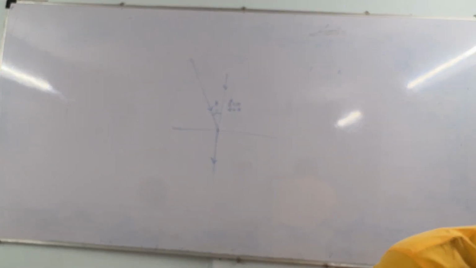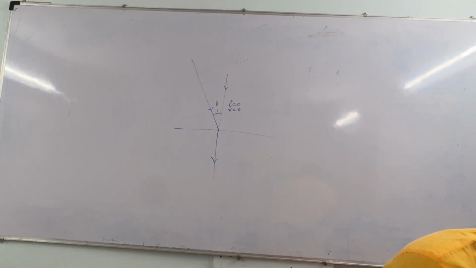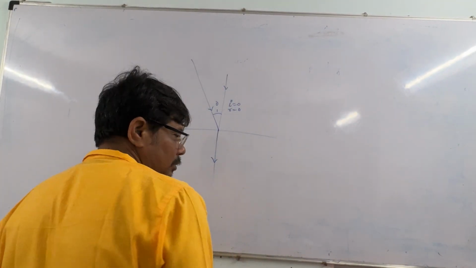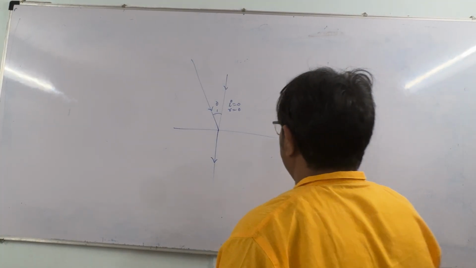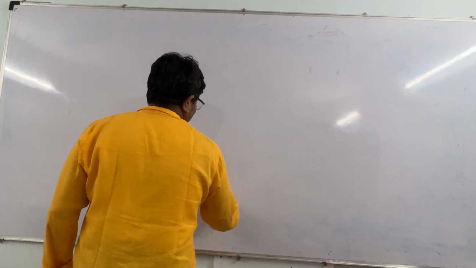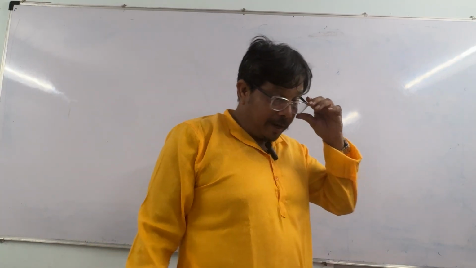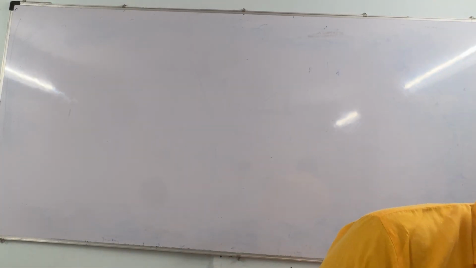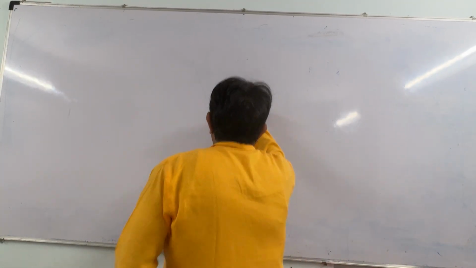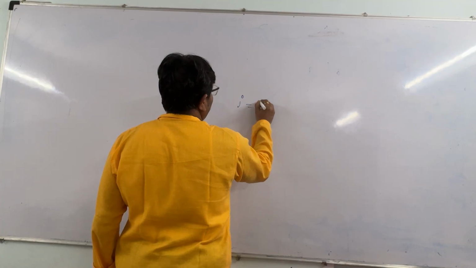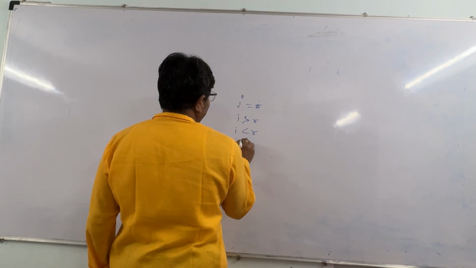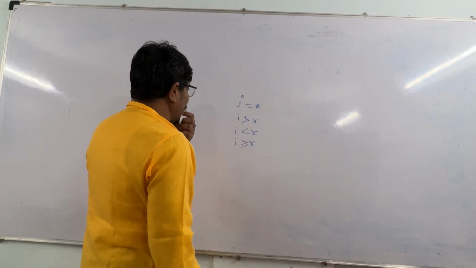Next question: while entering from medium A to B, if the light slows down, then you have 4 options. Angle i is equal to angle r, angle i is greater than angle r, angle i is less than angle r, angle i is greater than or equal to angle r.